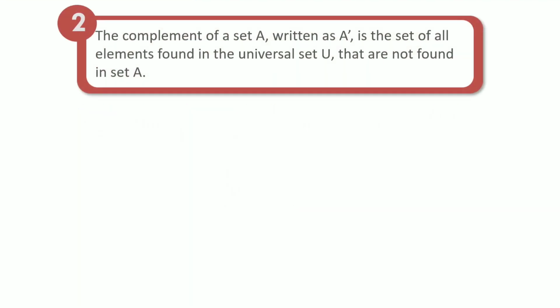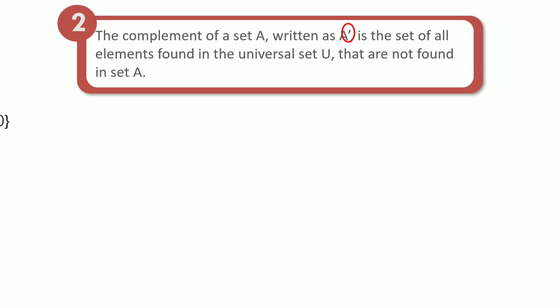The complement of a set. The complement of a set A, which is written using this symbol, is the set of all elements found in the universal set U that are not found in set A. In other words, complement simply means all of the elements not including the specified set.